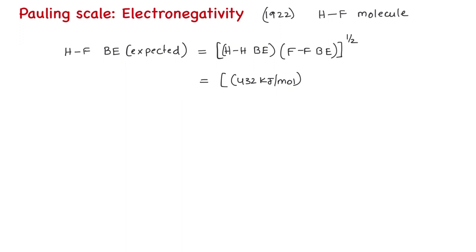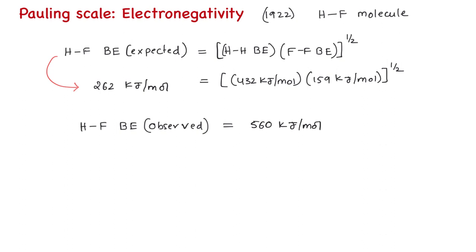Similarly, he measured the bond energy between two fluorine atoms, which is 159 kilojoules per mole. He then calculated the geometric mean, which is 262 kilojoules per mole. This is the expected bond energy of hydrogen and fluorine. However, when he measured the HF bond energy, he found that it is 560 kilojoules per mole. This is much higher than the expected bond energy.